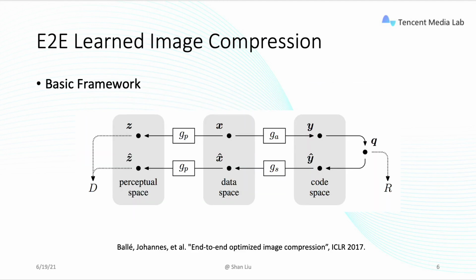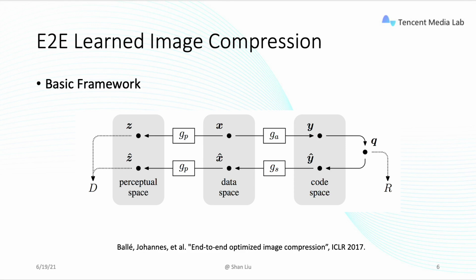So this is a basic framework for end-to-end learned image compression, borrowed from Ballé's 2017 ICLR paper, which is frequently referenced since it was published. Here, X is the input image, which goes through the analysis network to generate Y, the latent representation, and the latent representation represents the information of the image in another domain. It is then quantized and encoded into the bitstream.